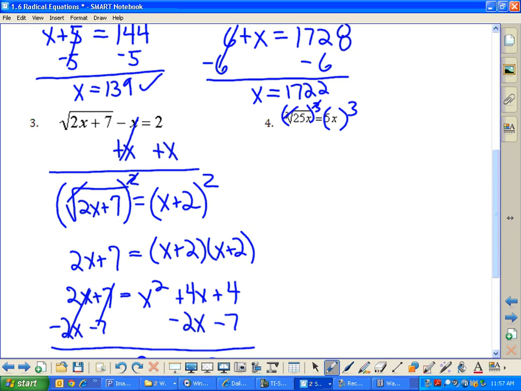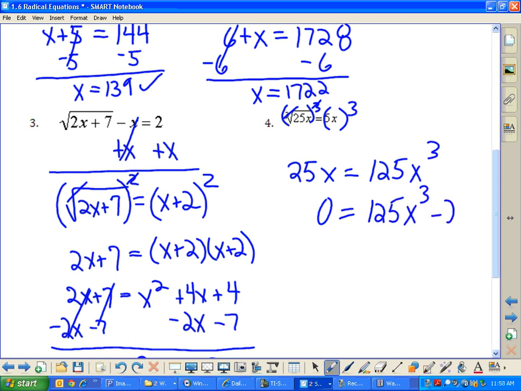So if I cube the cube root of 25x, that's just 25x. If I cube the right side, I get 125x to the third. And again, I really can't solve a polynomial unless I get one side equal to 0. At least we can't in this particular class. And then I'm going to lean on my mad factoring skills. I see there's a GCF of 25x. Wow. To be continued for tomorrow.